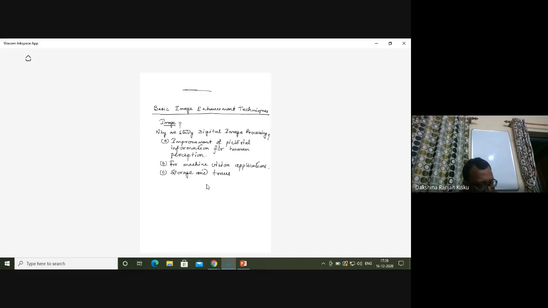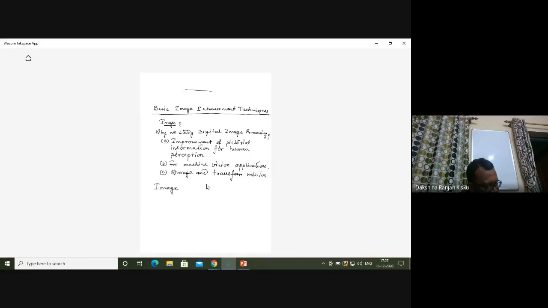For storage purposes also, we could have the image. Storage and transmission. So these three are the fundamental reasons for which we study digital image processing. Now we will define an image.